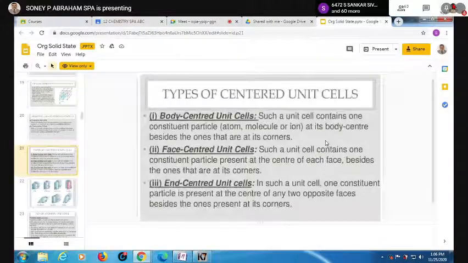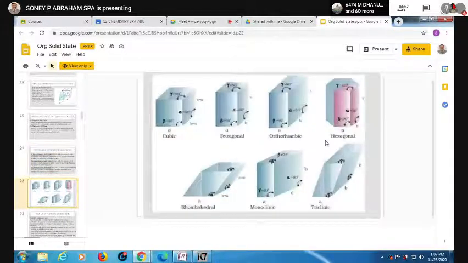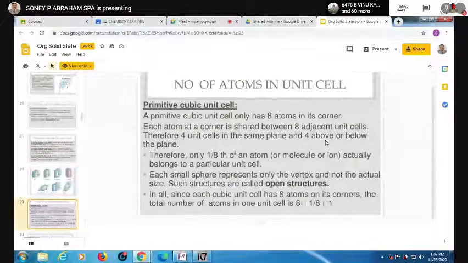Okay. So if each atom at the corner is shared with 8 unit cells, what will be the contribution of that atom towards a given unit cell? It will be 1 by 8. So each atom at the corner contributes 1 by 8 towards a given unit cell. How many such corners are there?